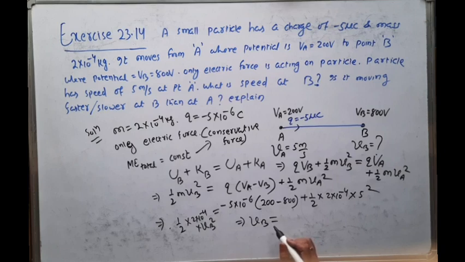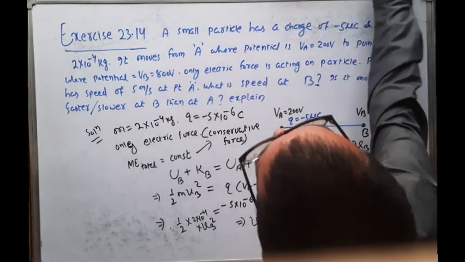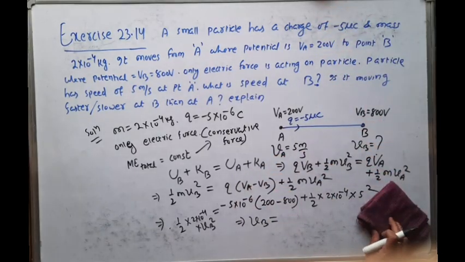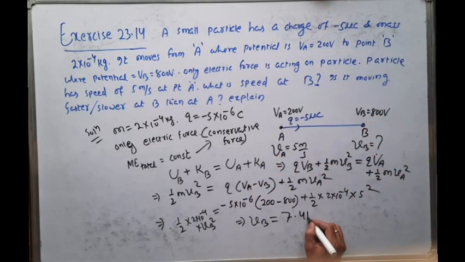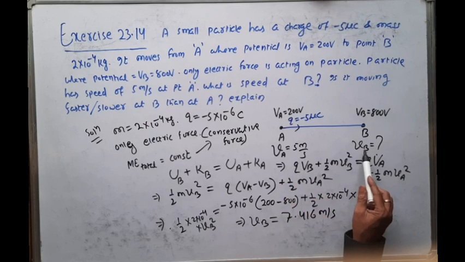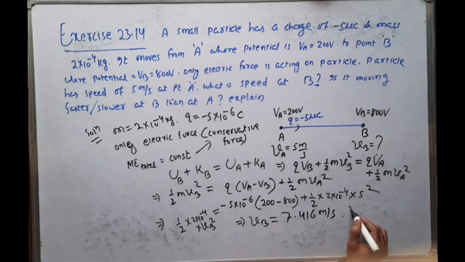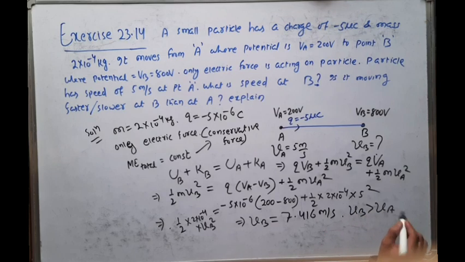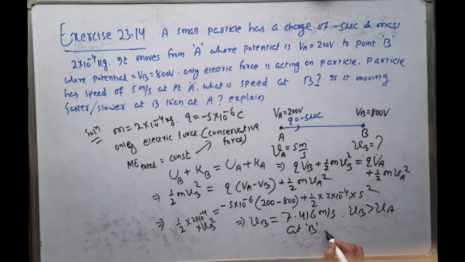If you calculate the speed at B point, I think the answer will be 7.416 meter per second. Now the question comes, which is faster? Definitely at point A the speed was 5 meter per second. At point B the speed is 7.416 meter per second. That is, the velocity at B is greater than the velocity at A. So at B the speed is faster compared to A.